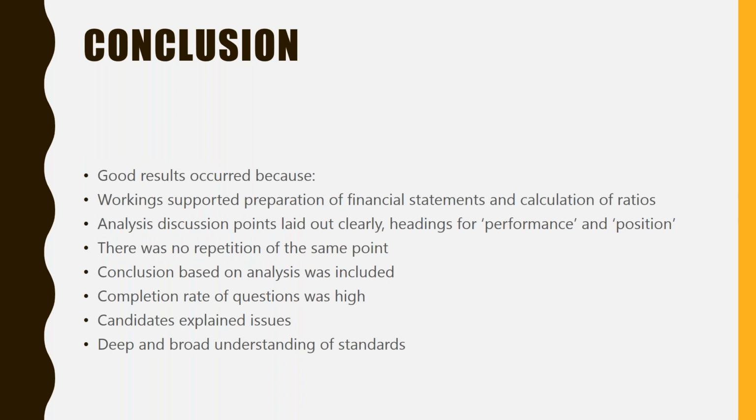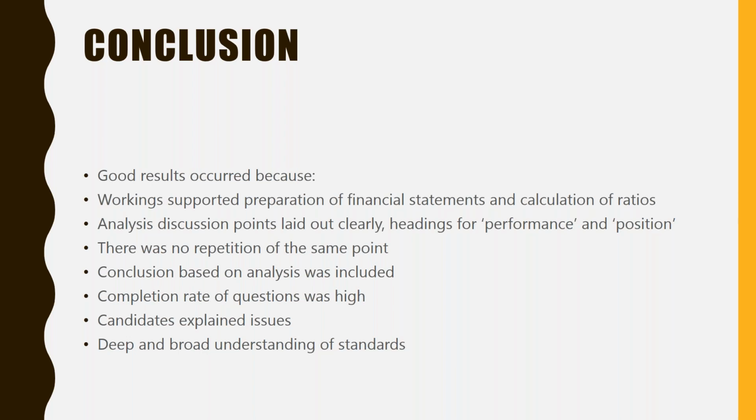So finally, to summarize, what resulted in people passing the exam? 1, workings supporting preparation of the financial statements. That's the first thing, right? So you had workings that actually supported the preparation of these financial statements. Then the second thing would have been analysis of discussion points laid out clearly, right, for performance and position. So you actually laid out, well, for the profitability ratios, these are the 3. This is why it moved. This is the reason for why it moved.